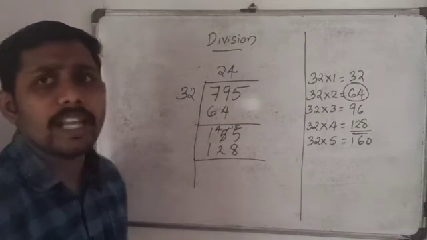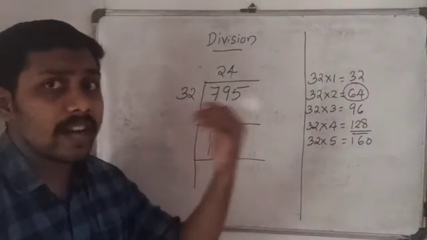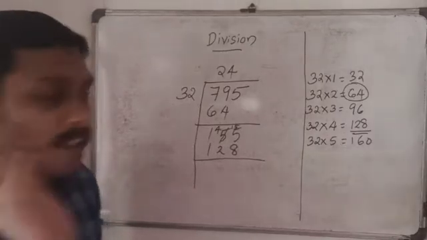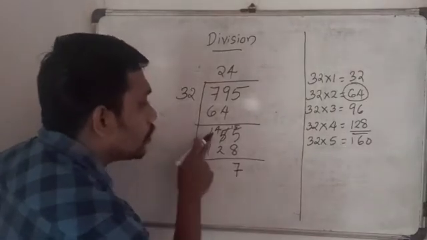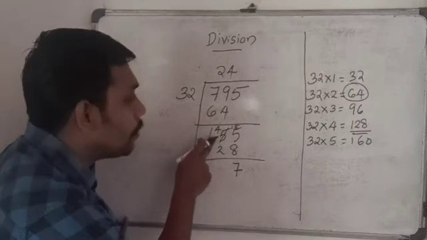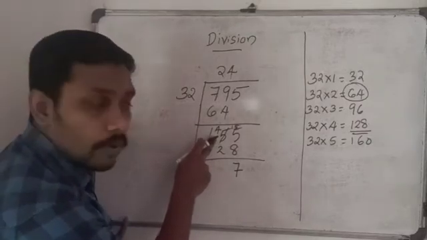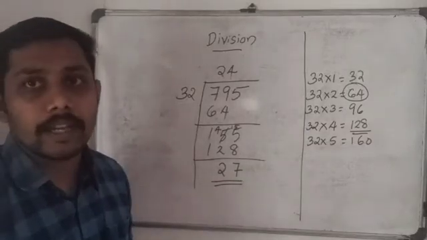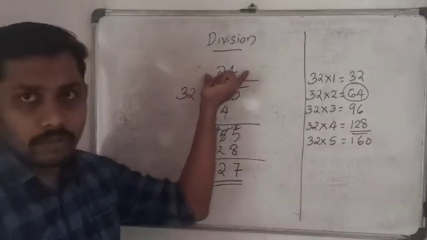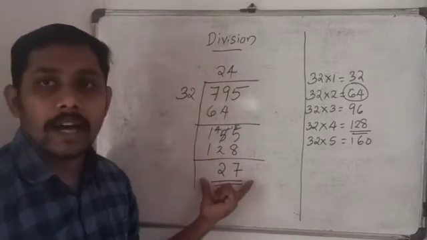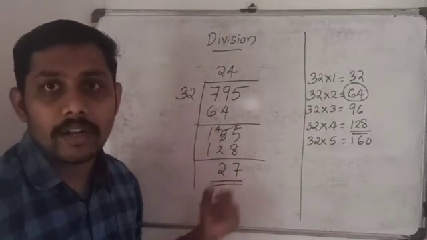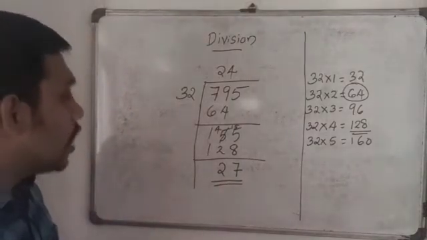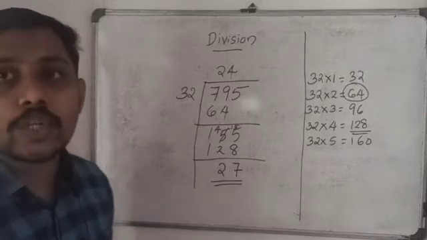15 minus 8. What is 15 minus 8? Just subtract 8 from 15. It becomes 7. And also here the number is now 4. So 4 minus 2, 27. Here we have the quotient 24 and also we have the remainder 27. Okay, all of you understand? That's it. So this is the division of a number with a 2-digit number.